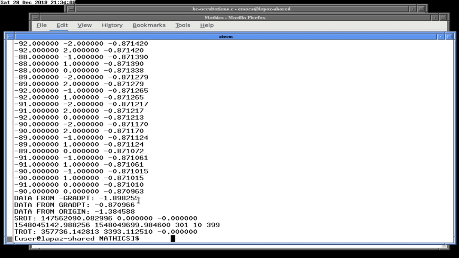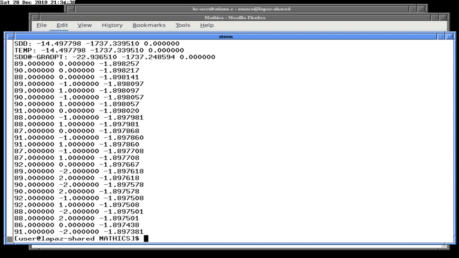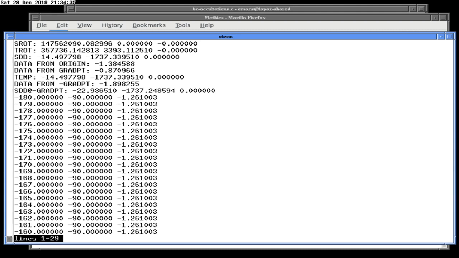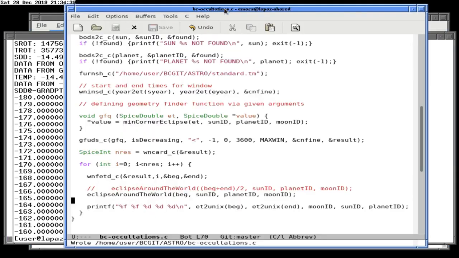It's interesting, though, the data from origin is minus 1.38. You would think the data from the origin would be just minus 1, because it's the instant that you have a total eclipse at the center, when the umbra hits the center. So it's a little bit strange that it's already somewhat more eclipsed. But I'm going to blame min-corner eclipse for that. I'm going to just say min-corner eclipse is a bad function. We're going to pretend like this doesn't bother us.